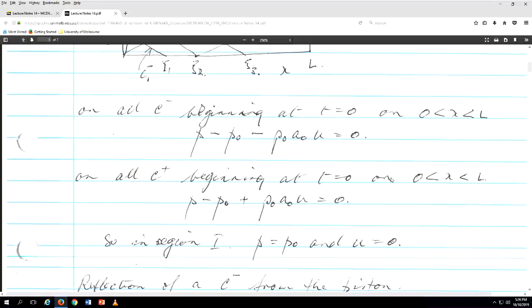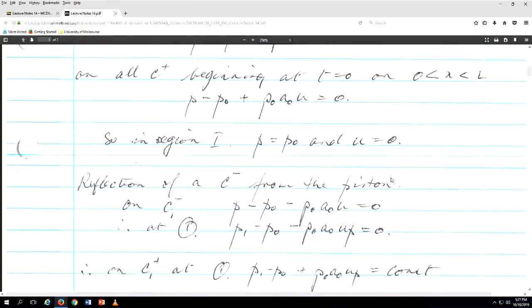So in region 1, P is equal to P naught, and therefore U must be 0 to satisfy these two relationships. However, the reflection of a C minus from the piston, so on that C1 minus, P minus P naught minus rho naught A naught U is equal to naught. But at the point 1, right here on the piston, P1 minus P naught will be minus rho naught A naught U, whatever the velocity of the piston is. So it's UP.